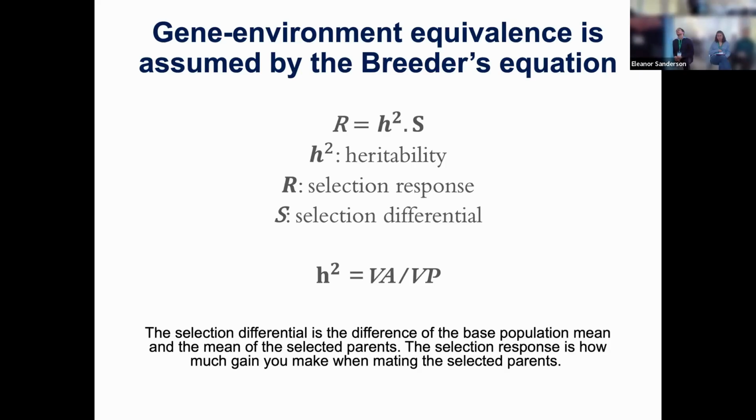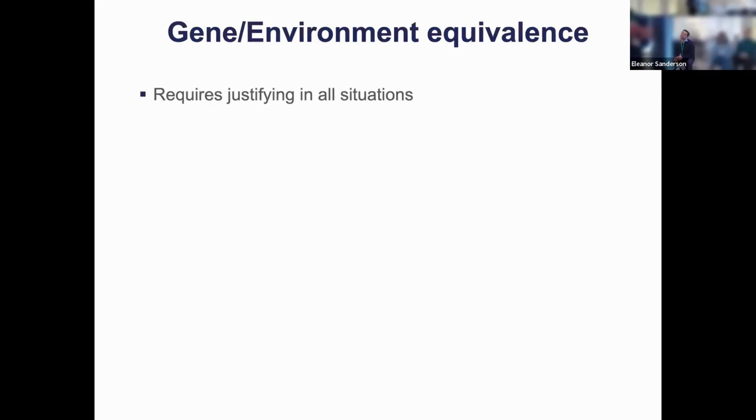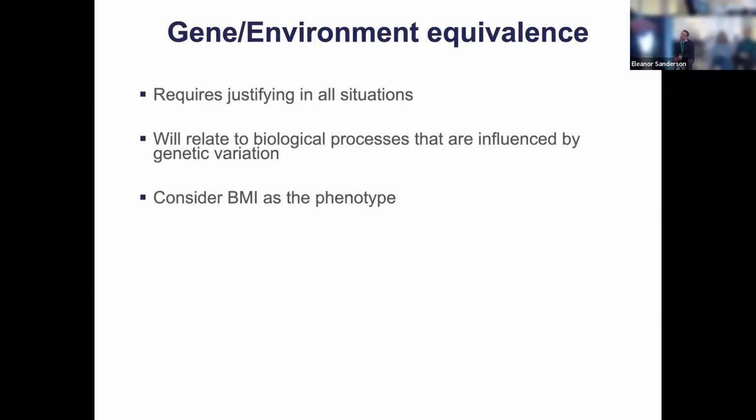That's what's used in breeding for trying to estimate how much selection on the phenotypic characteristics of an organism of economic importance can improve their output, their milk yield, their meat quality, for example. And how you see gene-environment equivalence is you just take the heritability, the additive genetic variation over the total phenotypic variation, and you just scale your expectations from that gene-environment equivalence assumed there. So it requires justifying in all situations, relating to biological processes that are influenced by genetic variation.